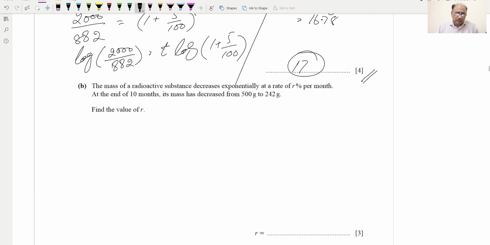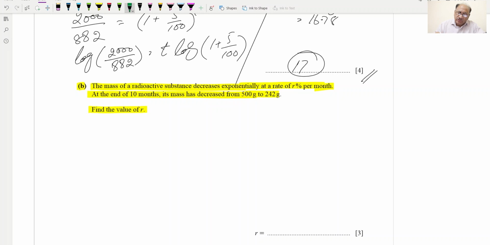And this was the 4-mark question which we are done with. Now the same question, B part. The mass of a radioactive substance decreases exponentially at a rate of R% per month. At the end of 10 months, its mass has decreased from 500 grams to 242 grams. Find the value of R.